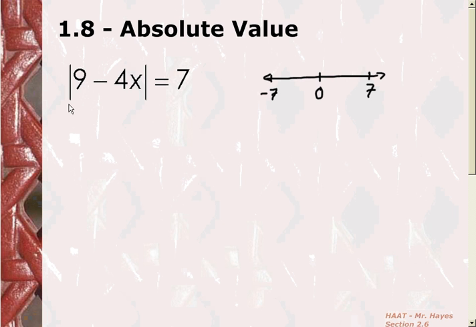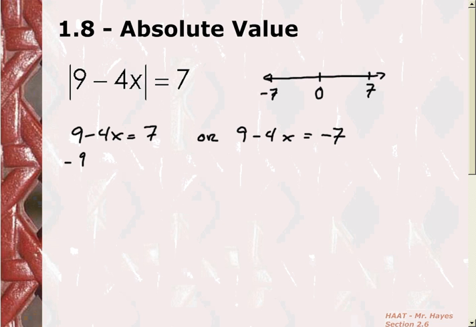Because of this, we know that 9 minus 4x is either going to equal 7, or 9 minus 4x is going to equal negative 7. Because if 9 minus 4x is equal to negative 7 inside the absolute value bars, you take the absolute value of negative 7 to get 7. And now you're just going to solve these two equations.